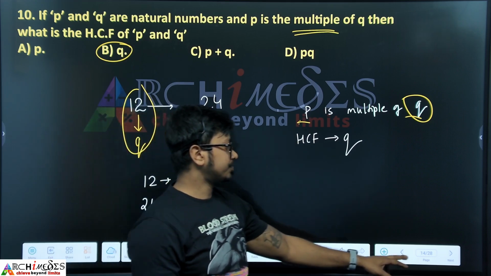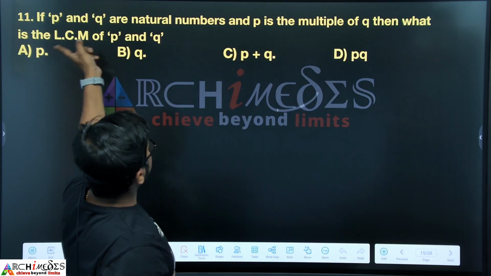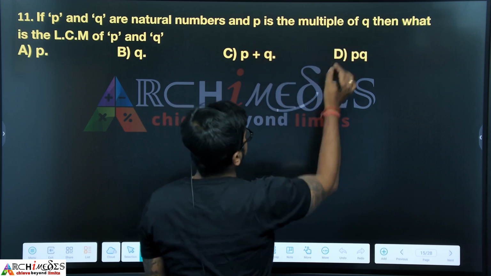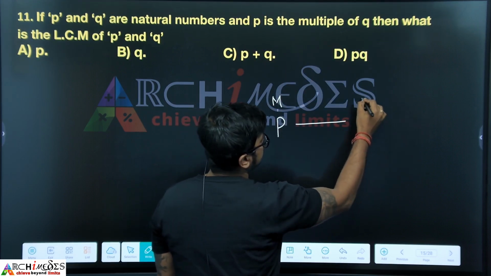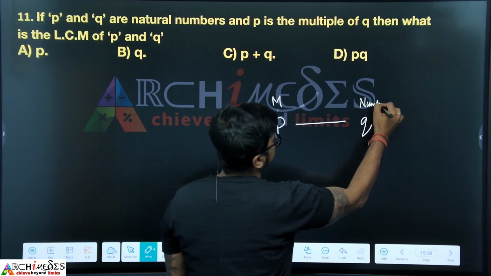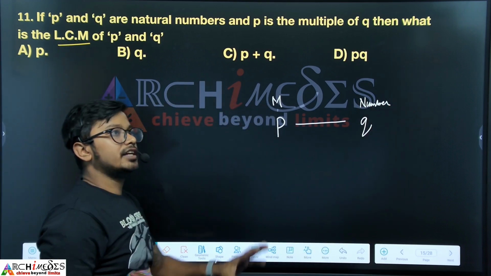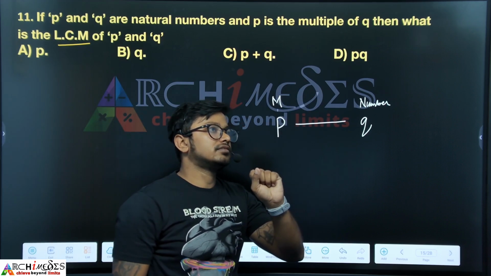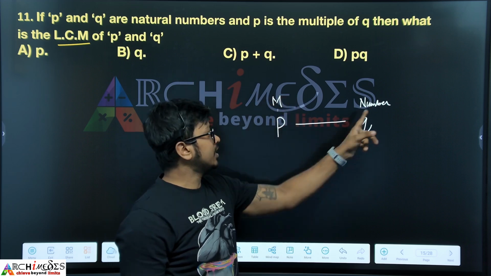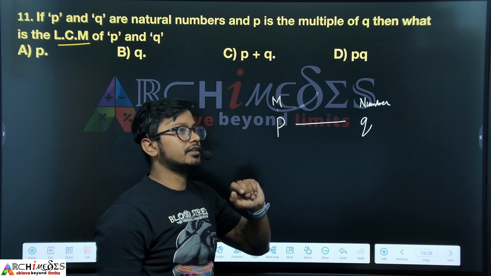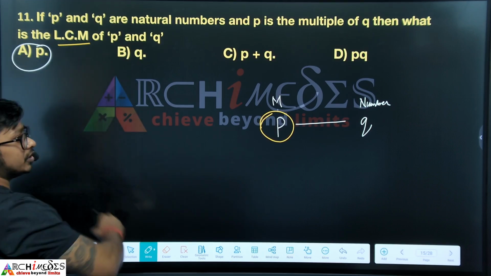And one more thing, look here, this question, same question. P is a multiple of Q. So this is a multiple, dear, and this is of Q. So this is a number. Yes or no? You have to find out what? LCM. So is the LCM bigger or smaller? Bigger. LCM means multiple means bigger. So is the number bigger or is the multiple bigger? So this is your answer. Easy, right?